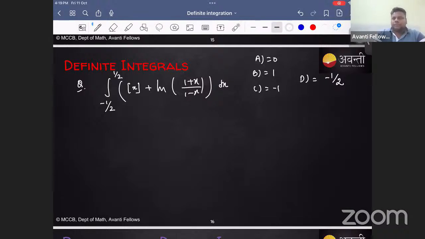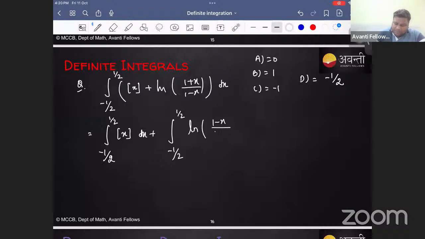Now see. This greatest integer x function does not come into any even odd category. So you have to handle it separately. So this question became integration from minus 1 by 2 to 1 by 2 of greatest integer x dx plus integration from minus 1 by 2 to 1 by 2 of ln of (1 minus x upon 1 plus x) dx. Now definitely, like according to the previous question, this particular one is an odd function. If this is an odd function, this value goes 0.